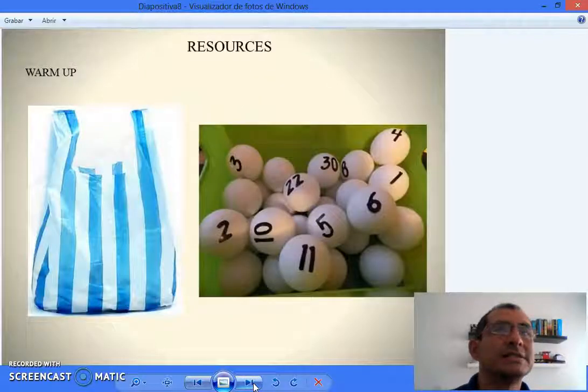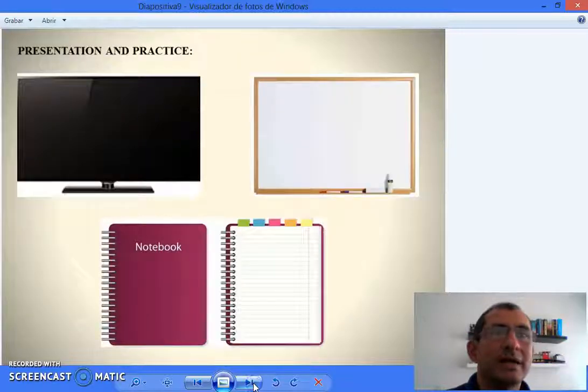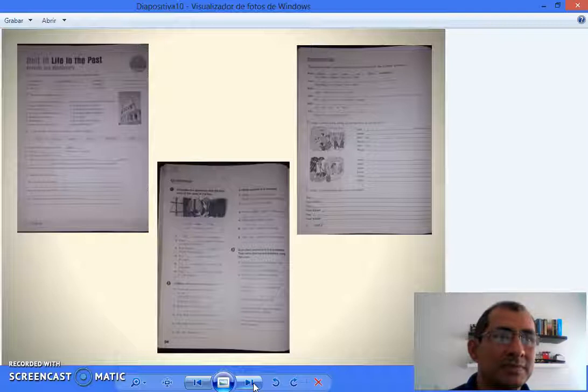Okay, let's see the pictures of our resources. To do the warm up, we have here the bag and the ping pong balls with numbers in order to make a didactic warm up. Okay, here in the presentation and practice we have a TV, a whiteboard, and notebooks from the students to do the exercises or activities. Also, we have the photocopies or worksheets of the exercises to do in class. Unit 10, conversation, grammar, those activities from the students of the class.